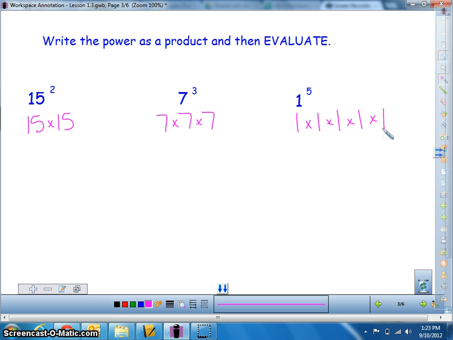Now let's look at this last part. What do you think it means to evaluate?